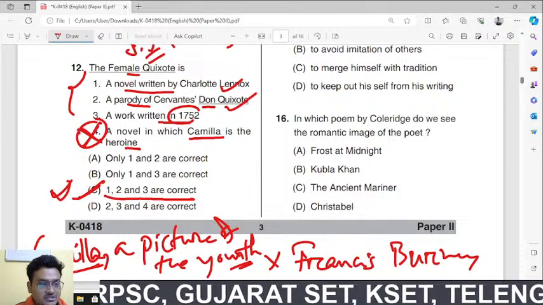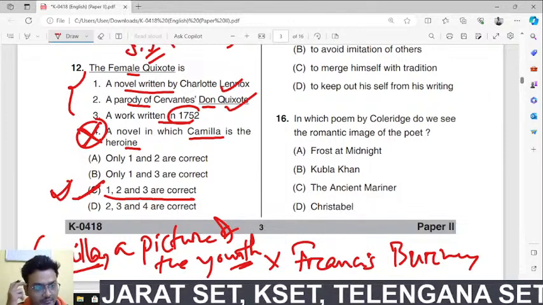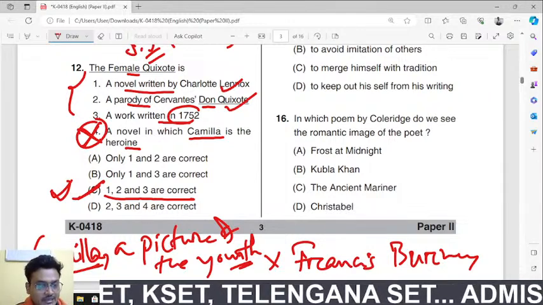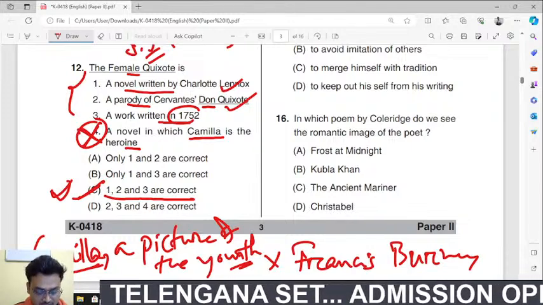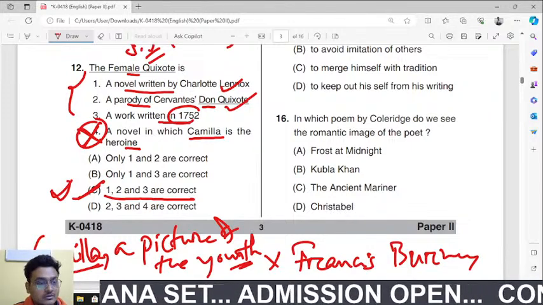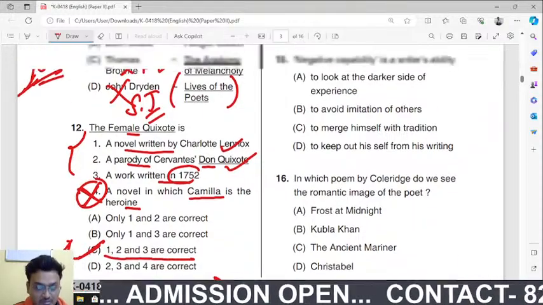Got it? Camilla is the heroine of this novel, which is by Francis Burney. Camilla, A Picture of the Youth, Francis Burney. Got it? Good evening, Babu. Okay, we have discussed 12 questions yet.